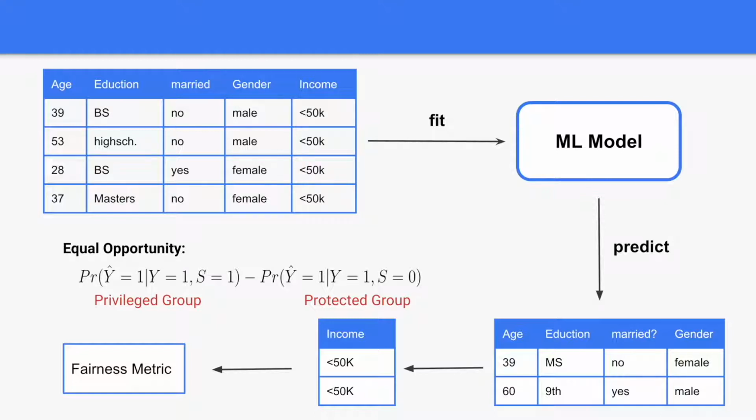So if this difference is large, that means the true positive rate of the privileged group is much larger than the true positive rate of the protected group. Then there is a large bias. The goal of explainable AI is to identify a set of features or training data points that are responsible for this bias.